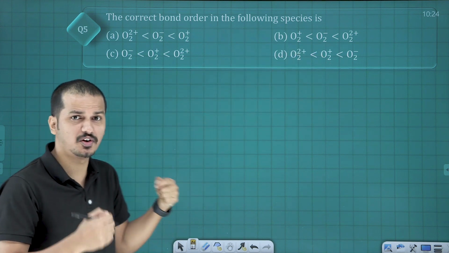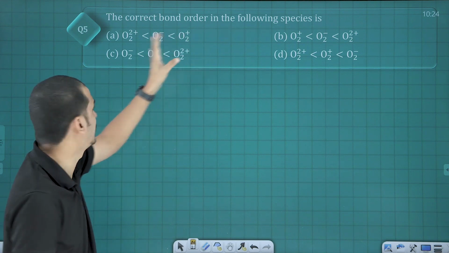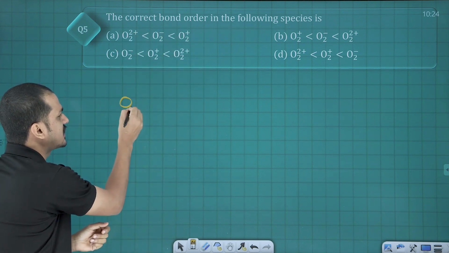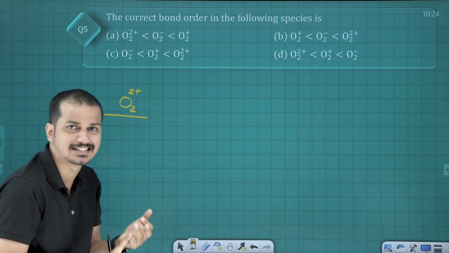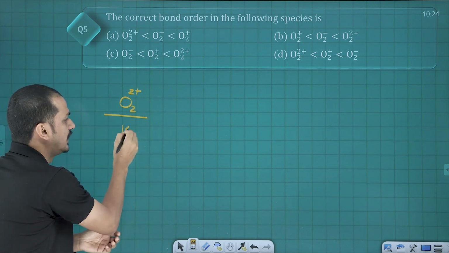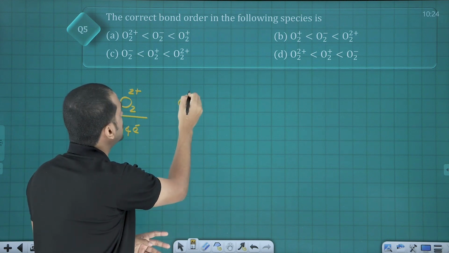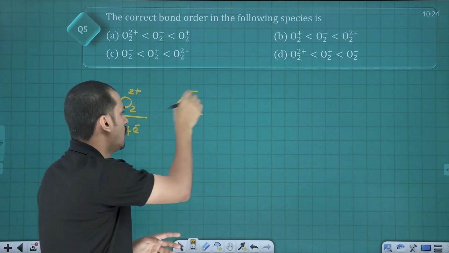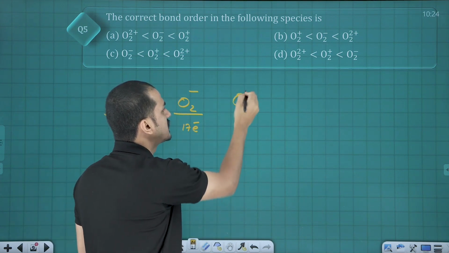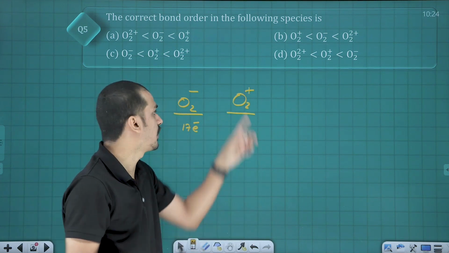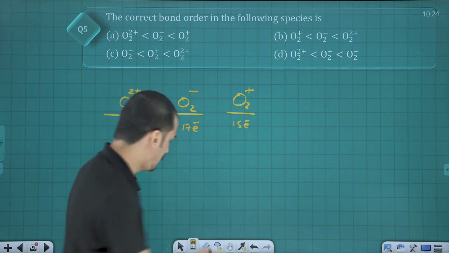In the recap video, I taught you an easy shortcut to find the bond order. Again I am telling you, first you just calculate the number of electrons. O2 2 plus: O2 means 16 electrons, 2 plus means 14 electrons. Correct? What about O2 minus? O2 means 16 electrons, O2 minus means 17 electrons. O2 plus means from 16, 1 electron is missing, so total 15 electrons. Now you know how to find the bond order.